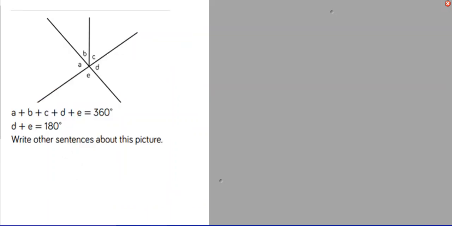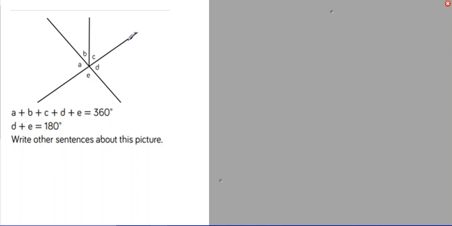Let's have a look at this one then. A plus B plus C plus D plus E equals 360 degrees. D plus E equals 180 degrees. What other sentences could you write about this picture? So I would start off with your straight lines. What could you write about those straight lines? I'll give you one. You could put A plus B plus C equals 180 degrees.